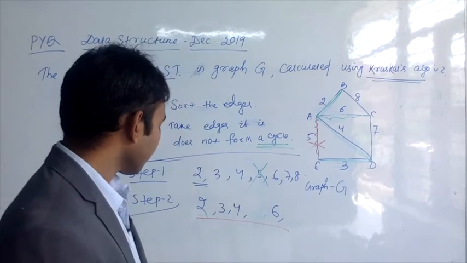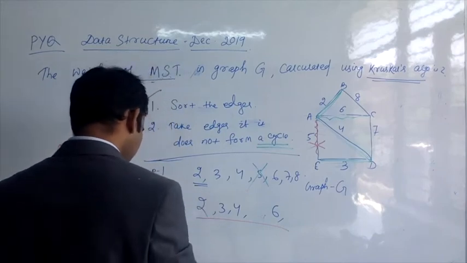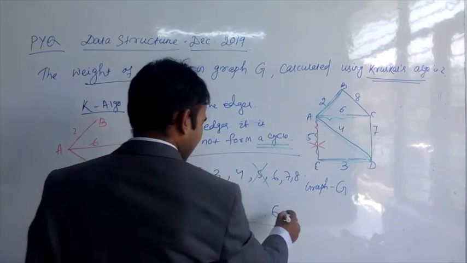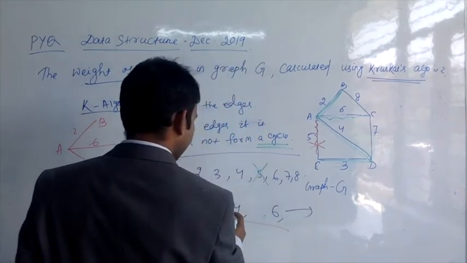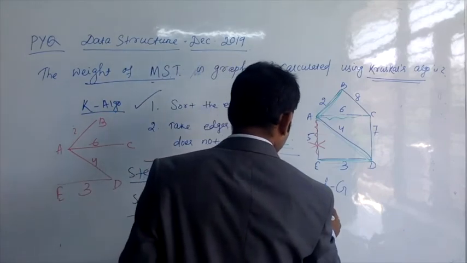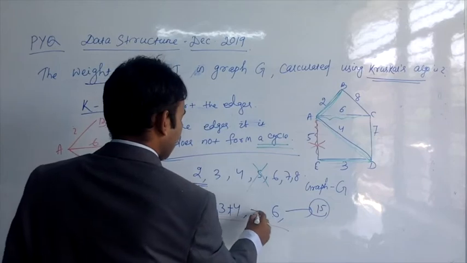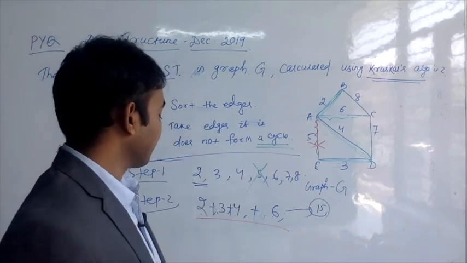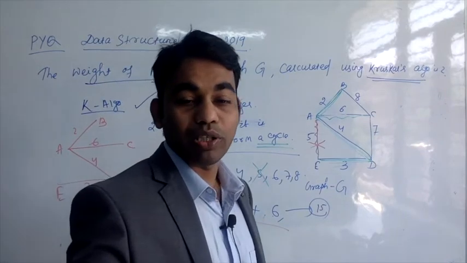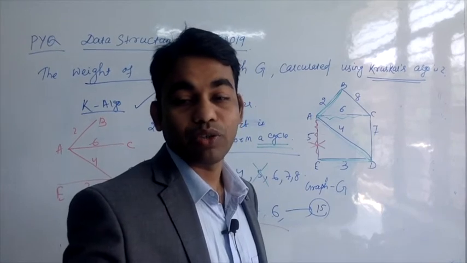Can you tell me? 2 plus 3 plus 4. Just add this. What is the weight of this particular tree? 5, 9, 15. Just sum this: 2 plus 3 plus 4 plus 6. Okay, so 15 is going to be the answer.